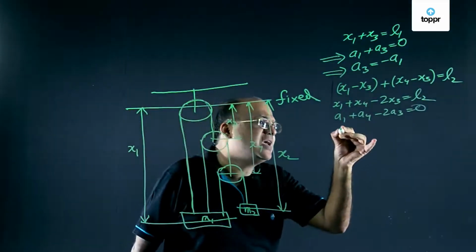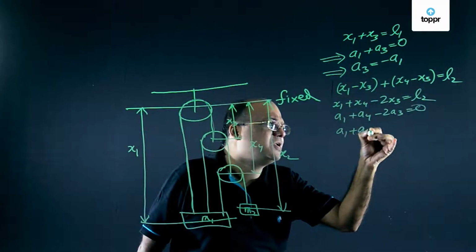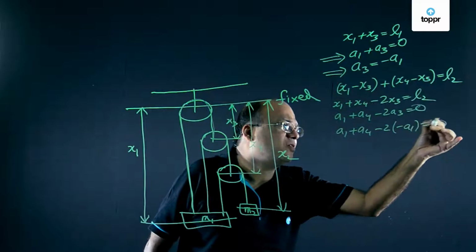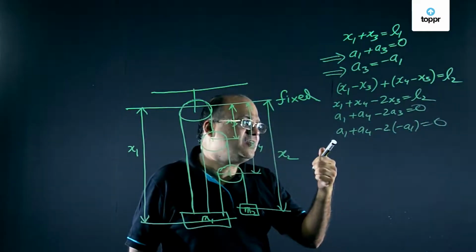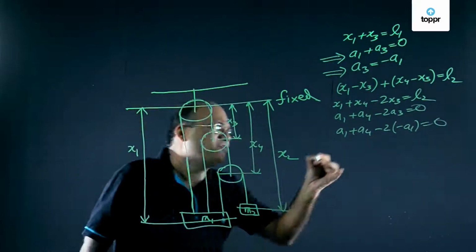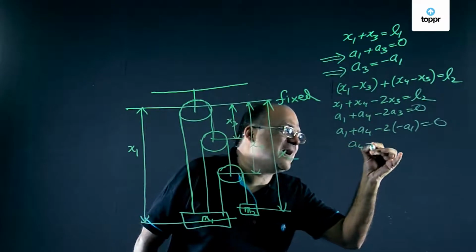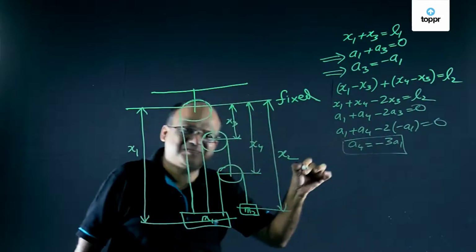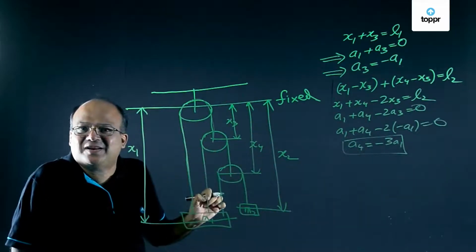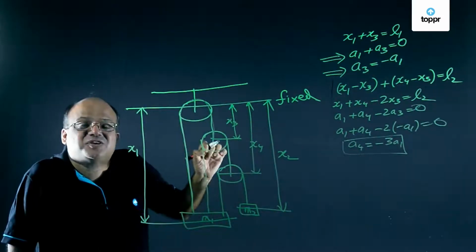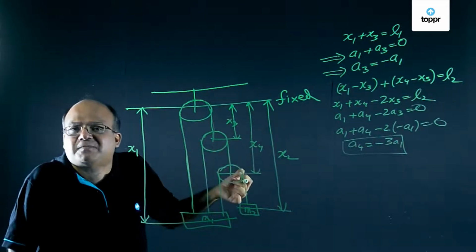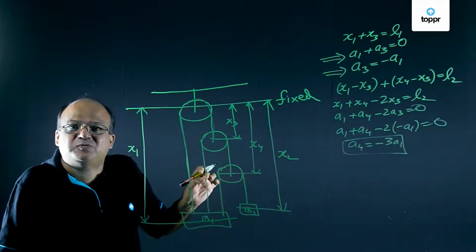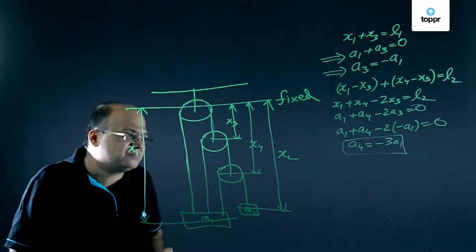So we can put in this equation A1 plus A4 minus 2 times minus A1 equal to 0. So 2A1 plus A1 will give us 3A1. So A4 becomes minus 3A1. Why did we find A4? Because A4 is an intermediate variable. You must understand why we are doing a particular step. So we found out A4 because A4 is something which we don't want in the final answer.